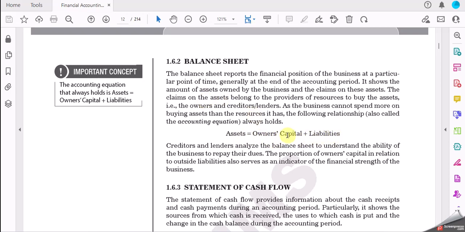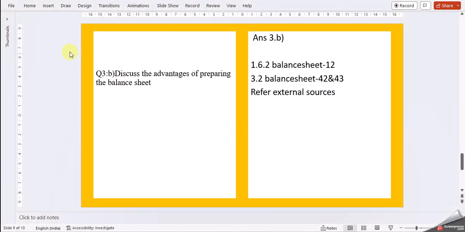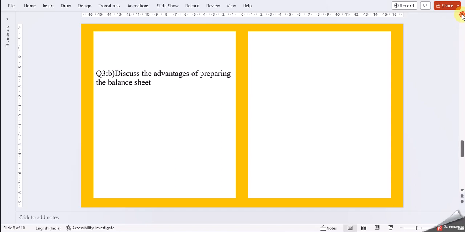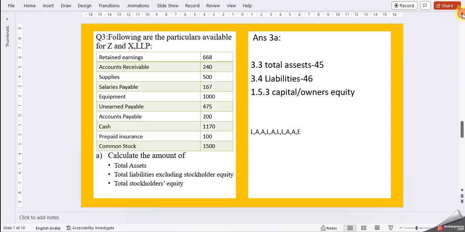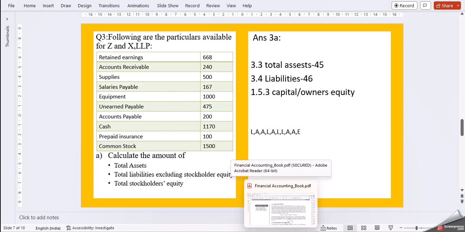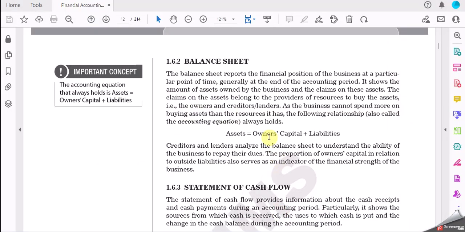And just be careful for question number 3A. The catch is in the second part of it, which is excluding the, sorry, yes, total liabilities excluding the stockholders' equity. So just take care of this part of the information when you're calculating. Of course, when you go for the liabilities, you will be excluding it, but again, they have exclusively mentioned it here. So assets equal owner's capital plus liabilities.